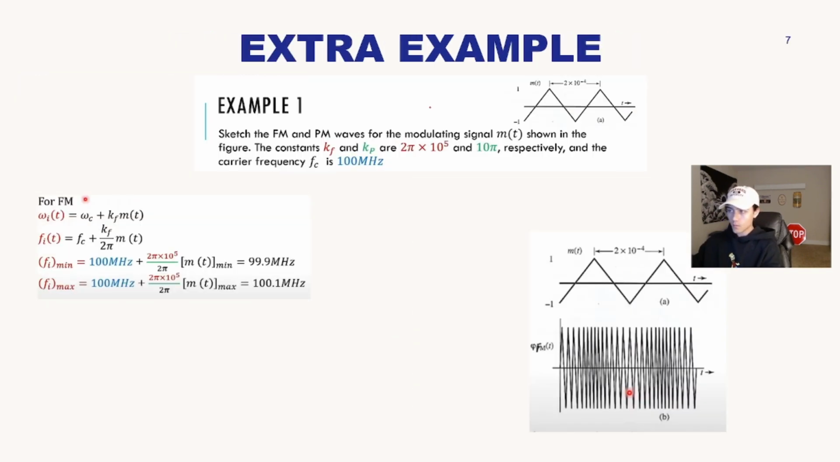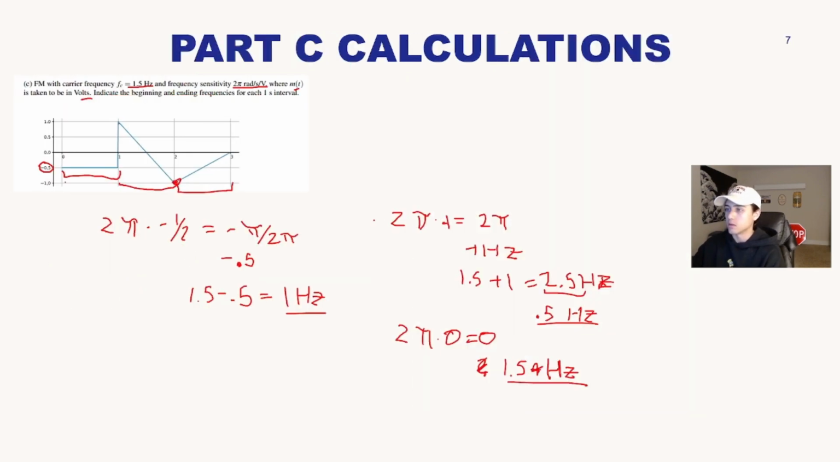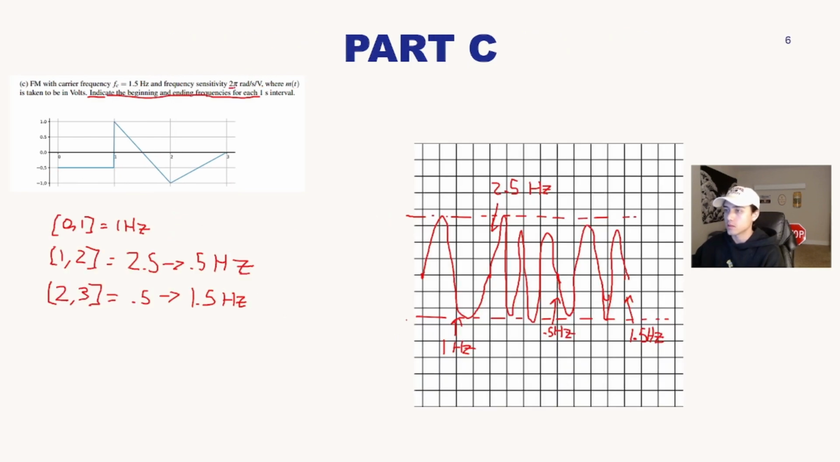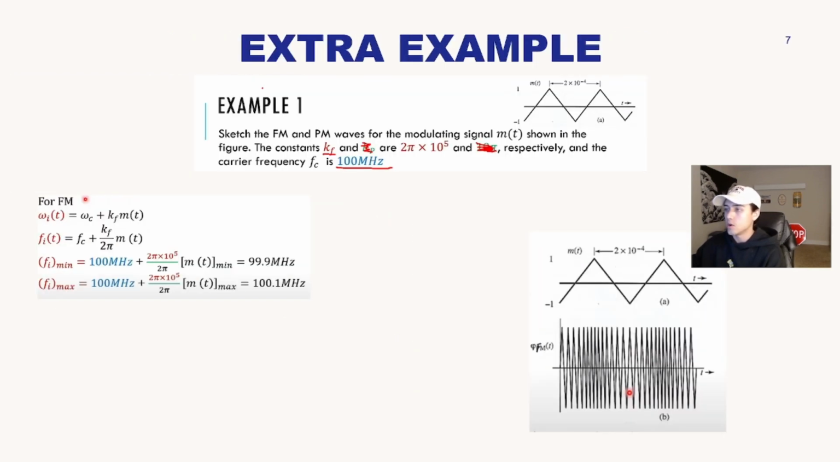So here we have an extra sample because FM is probably the most complicated one. So you can ignore the KP. That would be for phase modulation, which we don't do in this problem. So we can also ignore this 10 pi. So here we see that our carrier frequency is 100 megahertz, right? And we can also see that our KF, which is essentially our 2 pi radian, our frequency sensitivity, is 2 pi times 10 to the 5th.